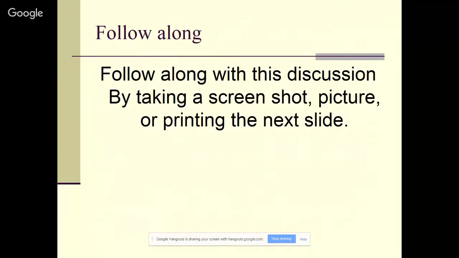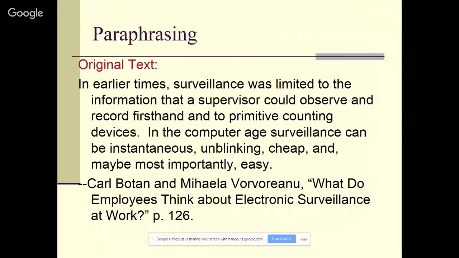Okay, so we are going to take a look at some sample paraphrases, quotes, and summaries to see how it works. Now, what I'd like you to do is, if you're watching this online, you can take a picture or a screenshot of the next slide, which will show you what we're going to use as a source. So here's the original text. This is what we're going to use for sample paraphrases, quotes, and summaries.